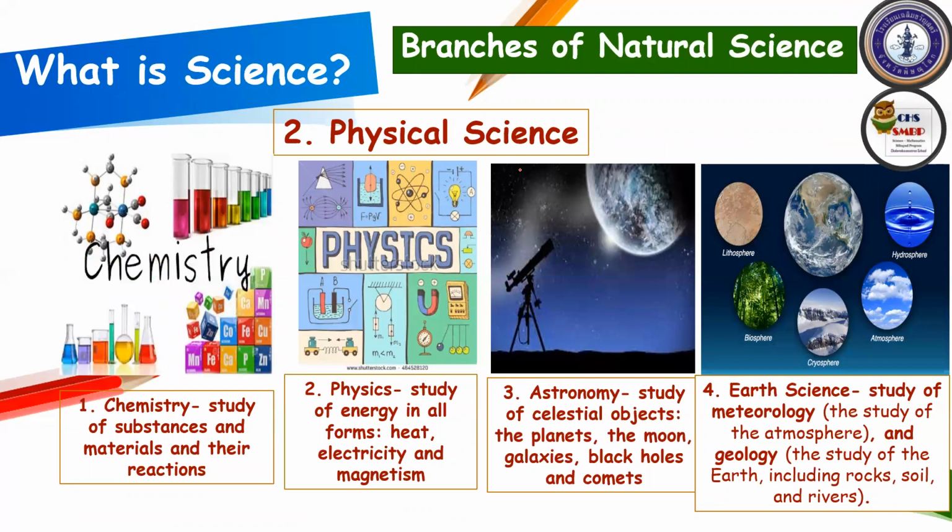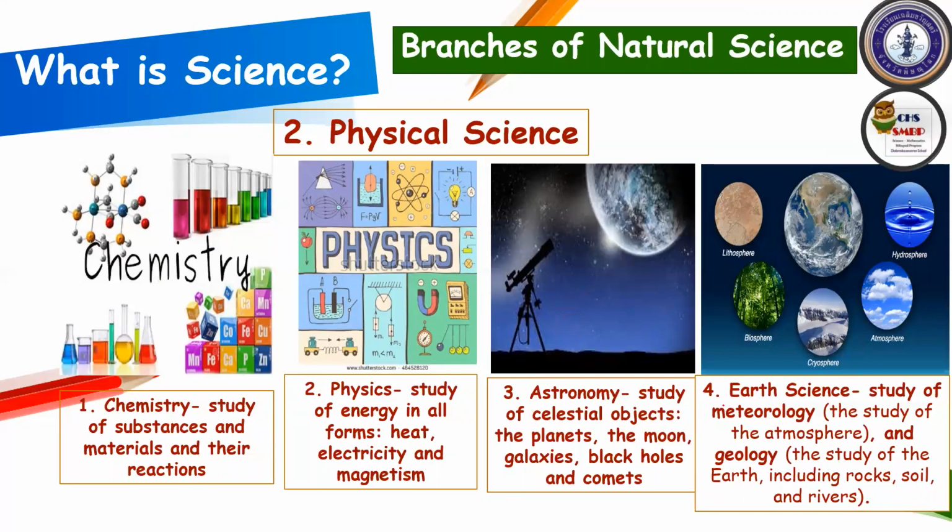Then you see physical science, non-living matters, right? Chemistry, it's all about material, substance, and reactions. If you see the test tubes, the molecules, then reactions, and the elements. So it's all about studying elements and chemical reactions. Then you see physics. Physics is the study of energy, heat, electricity, magnetism, force, right? Astronomy is the study of the celestial objects. Celestial means the things we see in the sky, like planets, galaxies, asteroids, meteors, black holes, comets, something like that.